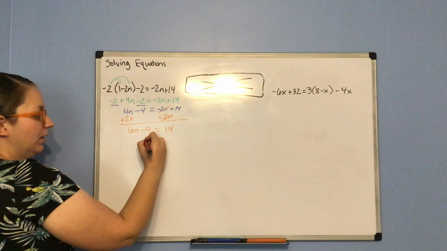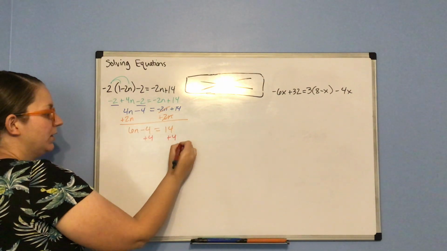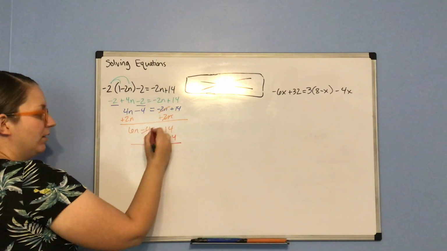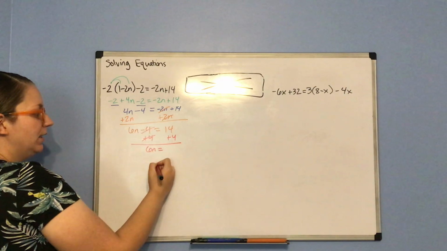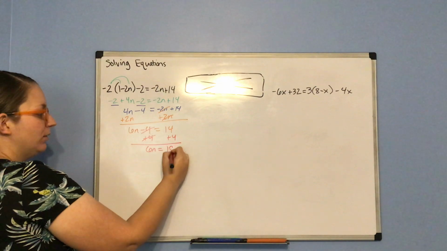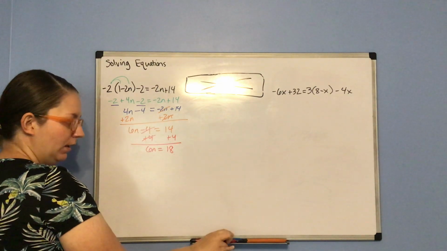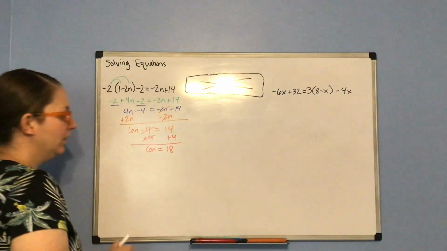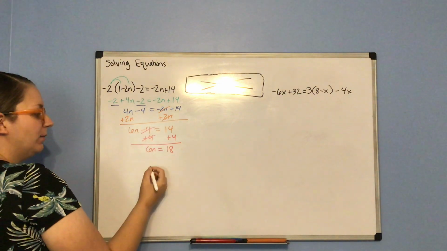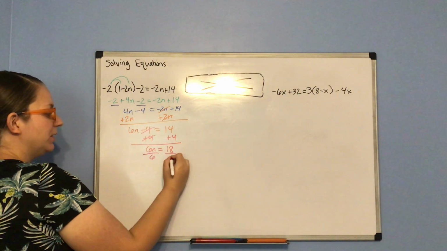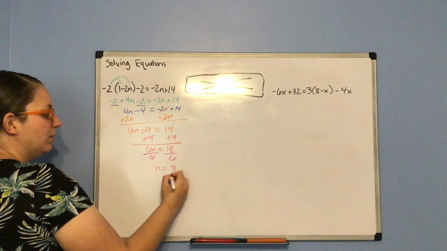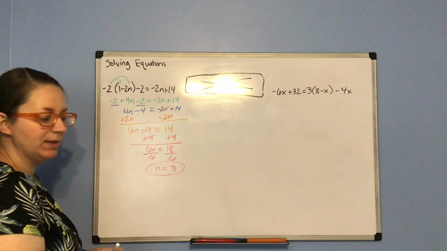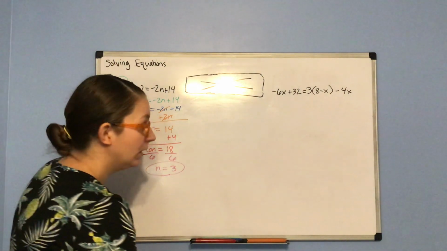Undo minus 4 by adding 4 to both sides. This will get all of my numbers on the same side of the equal sign. All I have left here is 6n. 14 plus 4 is 18. And then one more little step. Last little step to get n completely by itself. I need to divide both sides by 6. Final answer here is going to be n equals 3, because 18 divided by 6 is 3.